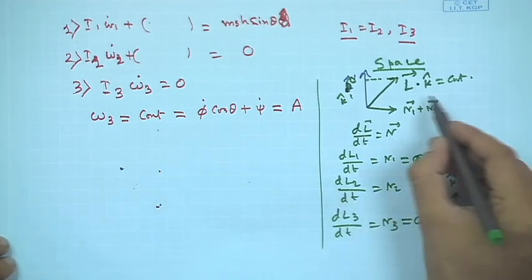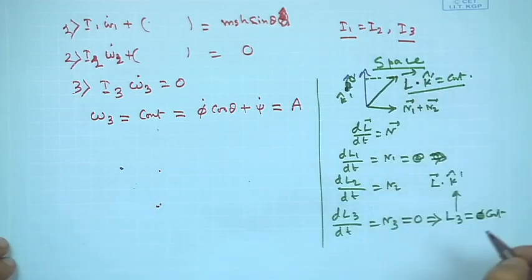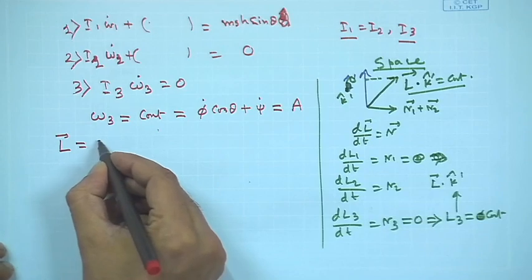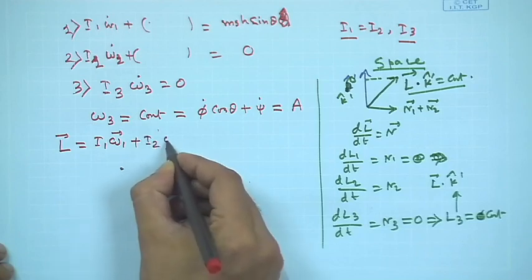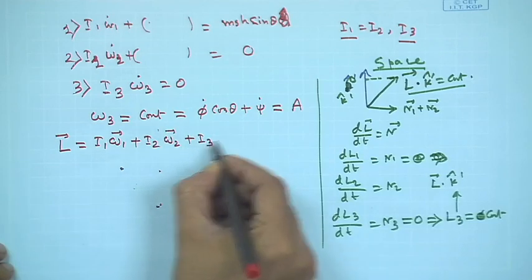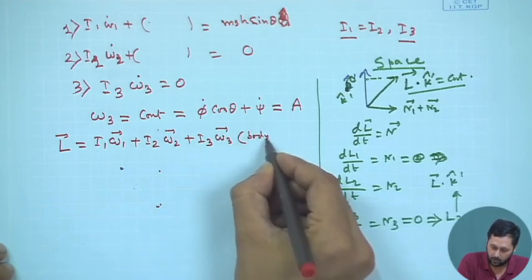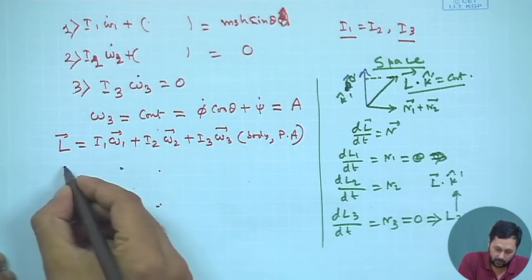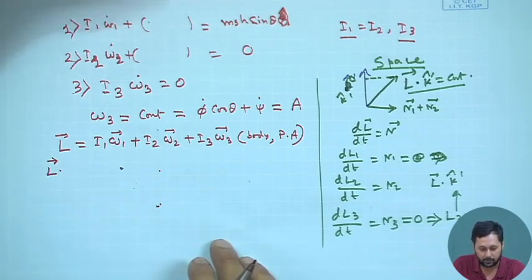Now, so this will be another conserved quantity, k prime. Now, L is I1 omega 1 plus I2 omega 2 plus I3 omega 3, that is written out in the body principal axis, right, that we have seen. So, we can take L. This is one expression which we can use.